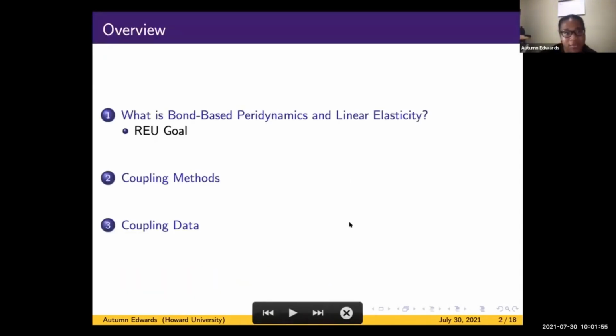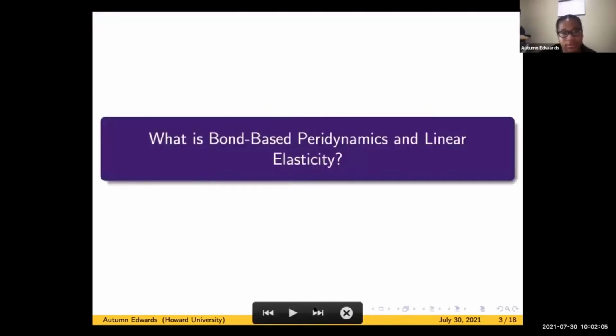All right, so a quick overview. We're going to talk about what is bond-based peridynamics, a little bit of my REU goal, and some different coupling methods that we use, and some coupling data that we'll go over.